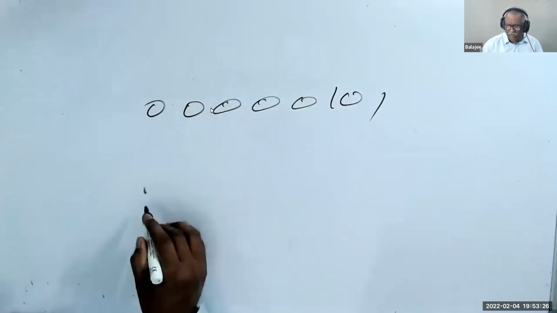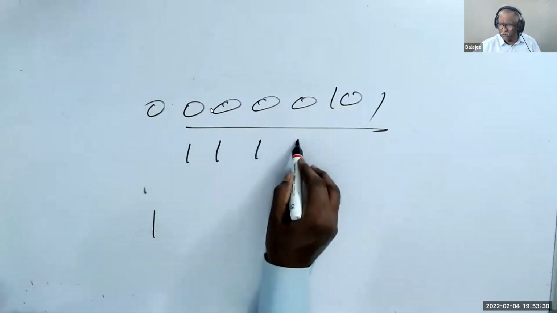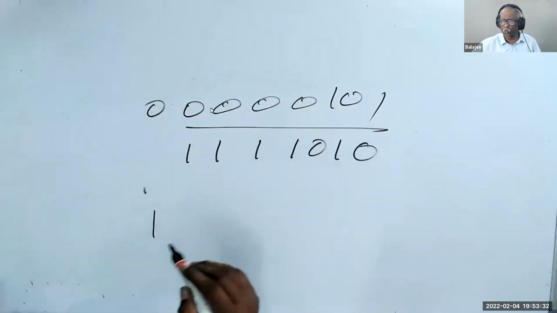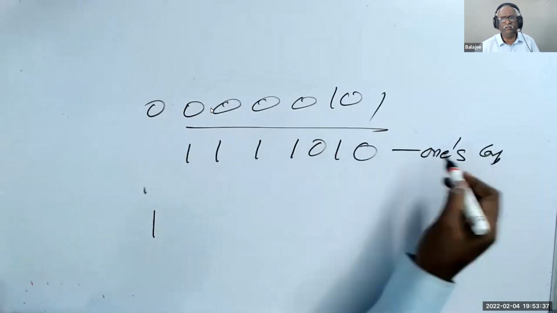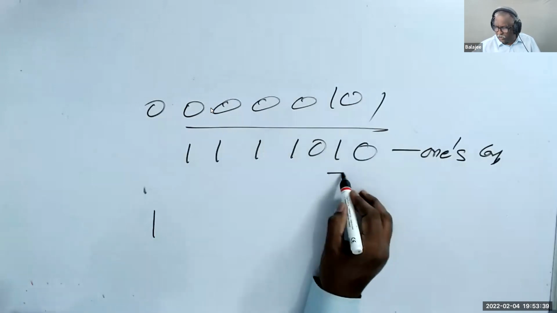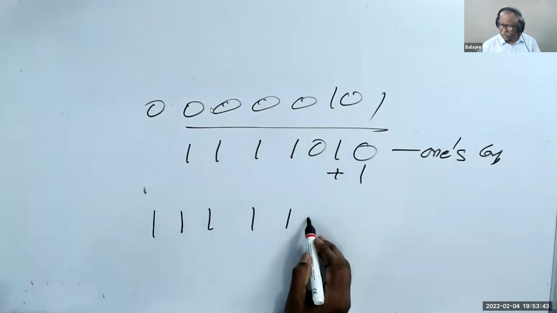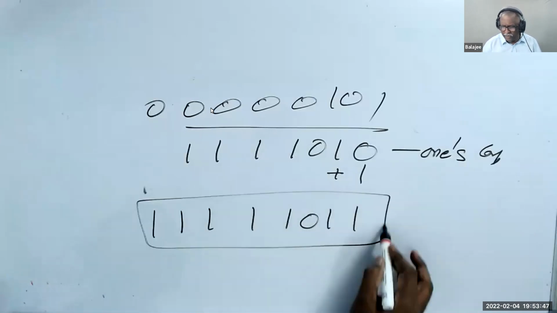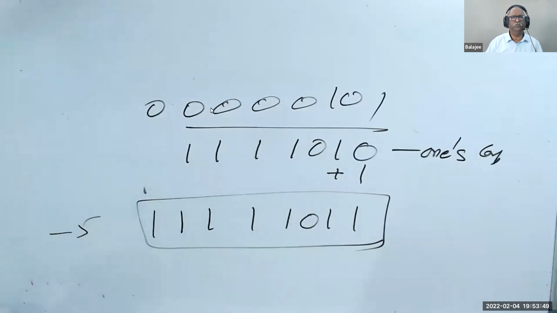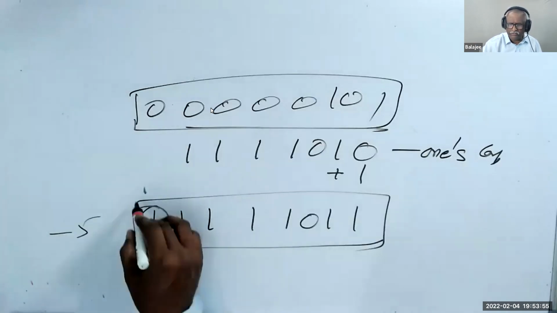Take the 7 bits here. Convert it: 1, 1, 1, 1, 0, 1, 0. That is the 1's complement, that is what inverting is. Then add 1 to it. It becomes 1, 1, 1, 1, 0, 1, 1. So this is what actually is minus 5. This is 5. In this case, the sign bit is 1, and in the other the sign bit is 0.